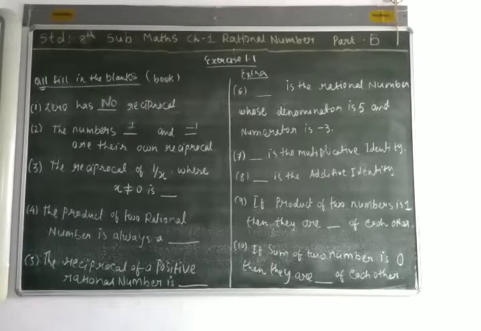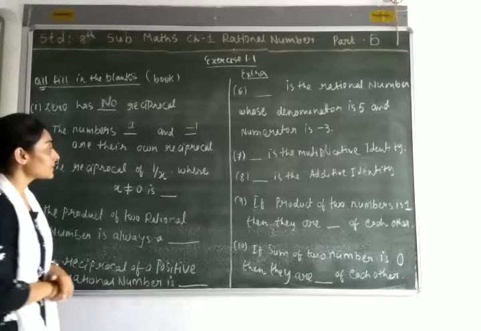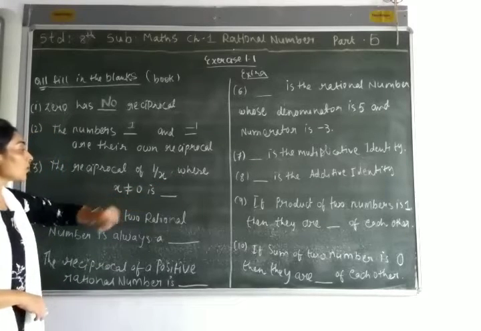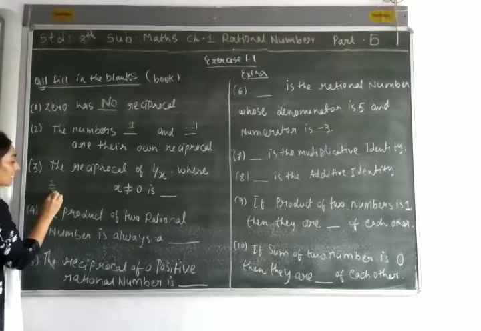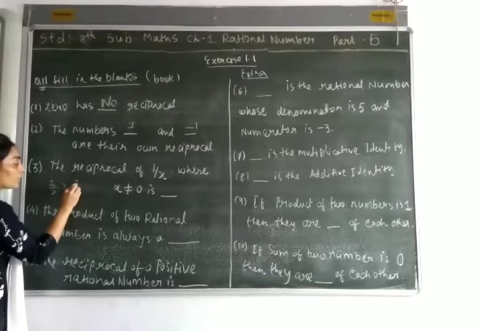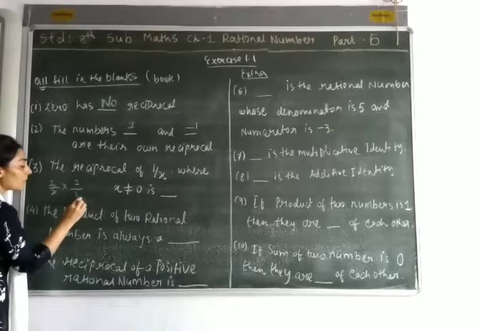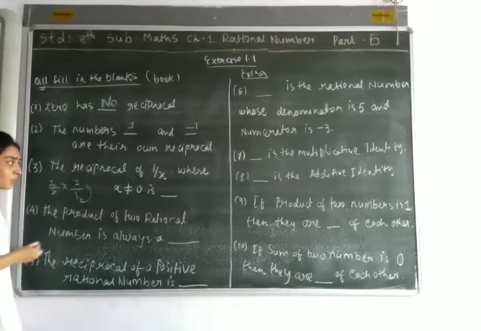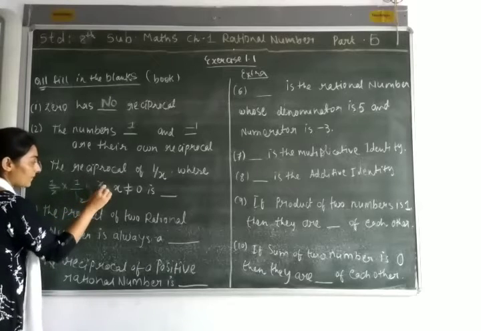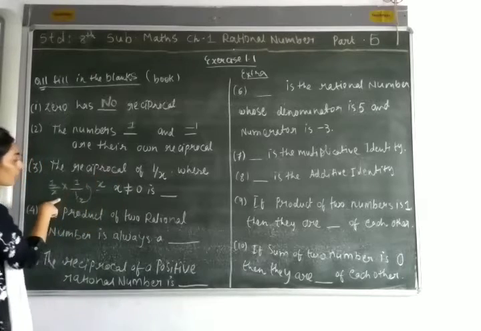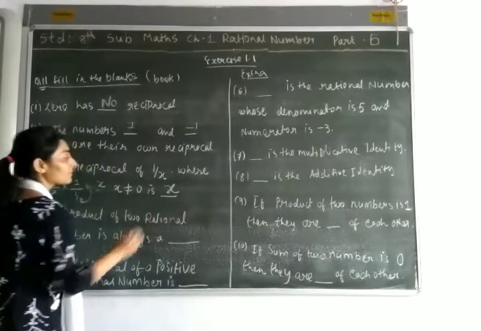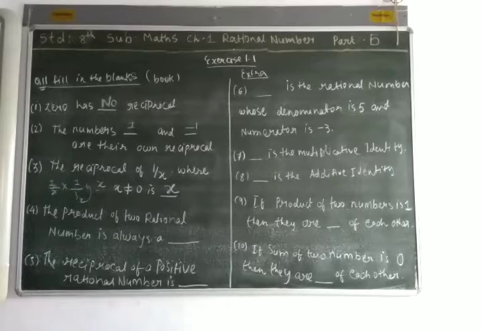Now the reciprocal of x is 1 upon x, where x cannot be equal to 0. We want to find the reciprocal of 1 upon x. Again we take the reciprocal of 1 upon x, and we know that the denominator goes into the numerator. So what will I get over here? x into 1. So the reciprocal of 1 upon x is nothing but x only.